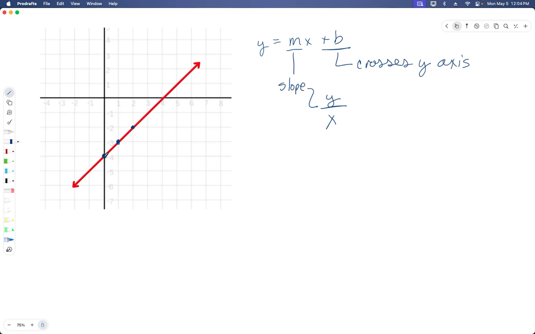So what I have to do is just count. I'm going to go up 1 and then over 1. So it's going to be 1 over 1. This is the y and this is the x. So up 1 over 1, which we know is just 1. We also know when we write 1 in front of a number, and the number is -4 here where it crosses, it goes away. It's invisible. So we would really write y is equal to x minus 4. That would be your answer.